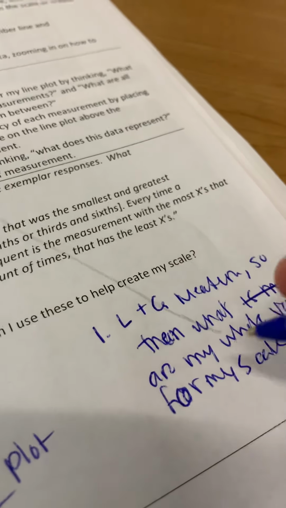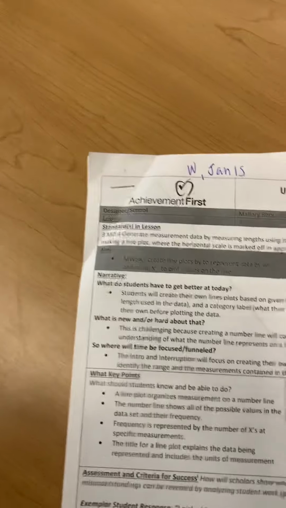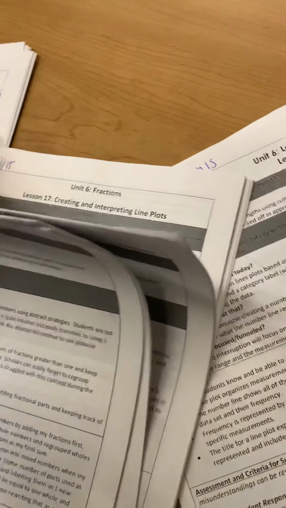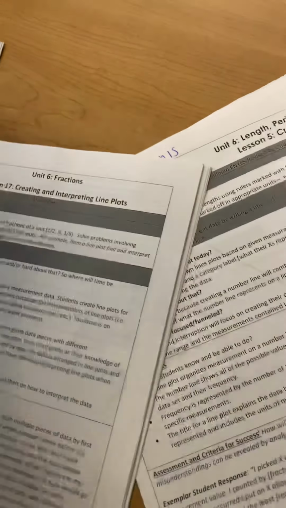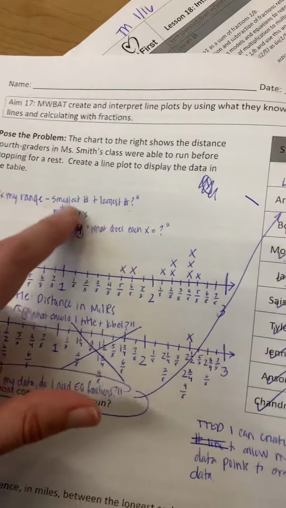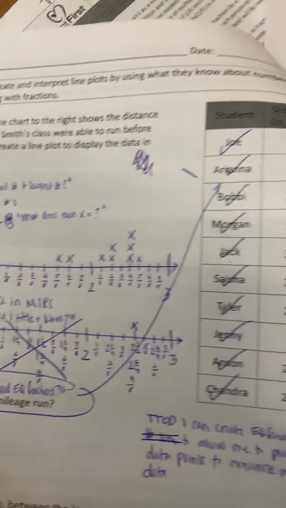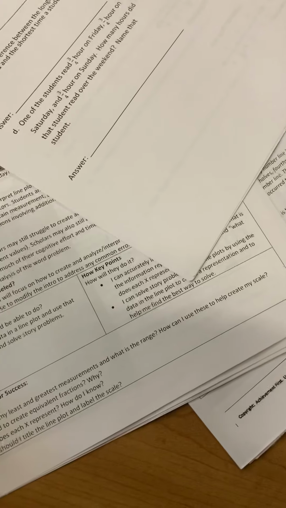Then 2, I actually really like the 4th grade ones better. Hold on. When 4th grade was making their line plots, their questioning sequence was stronger than this one. So they asked first, what's my range? The smallest number to the largest number, therefore what's the whole number range? 2, to plot my data.